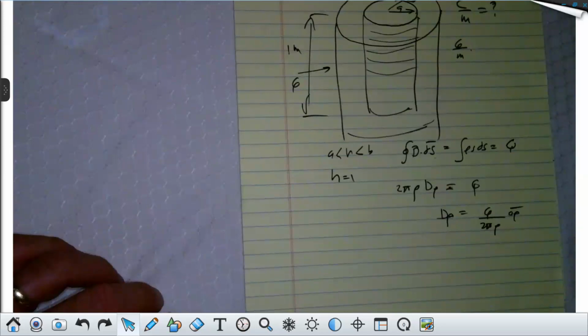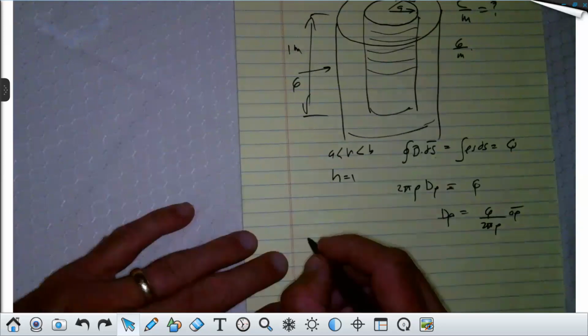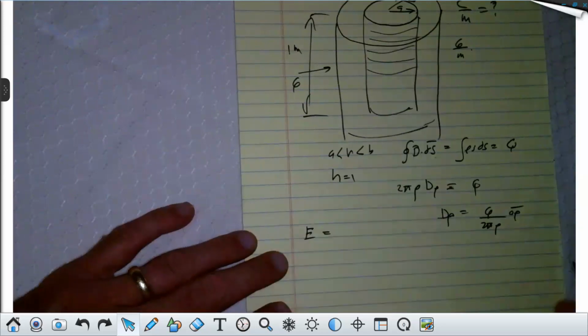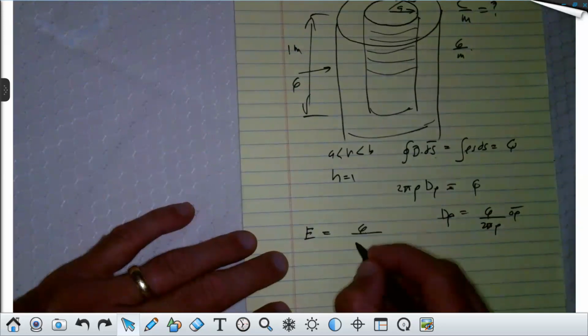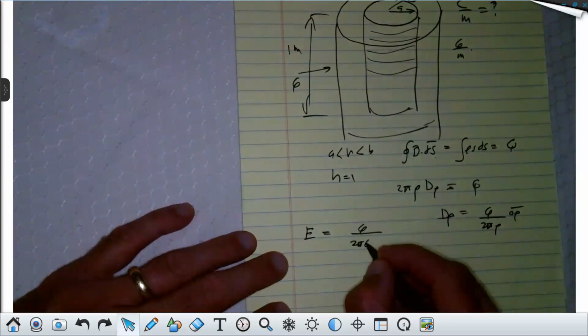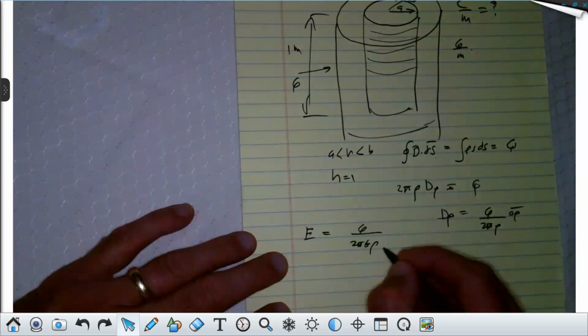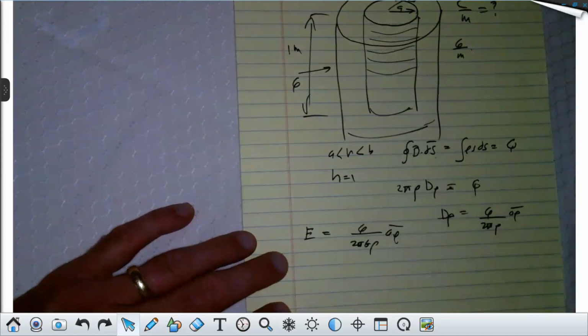All right. What would E be? You're right. Just D over epsilon. So it'd be Q over 2 pi epsilon, whatever epsilon is, rho, a_rho, right? Yeah. All right. What's the next step? You want to keep going with this?